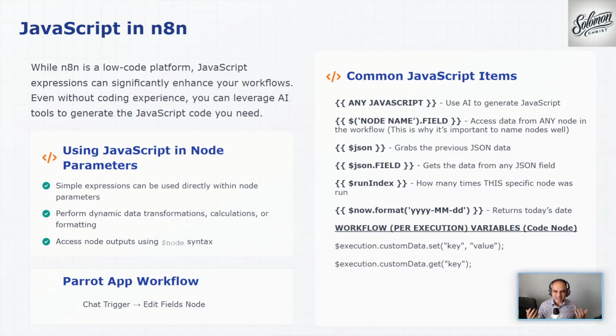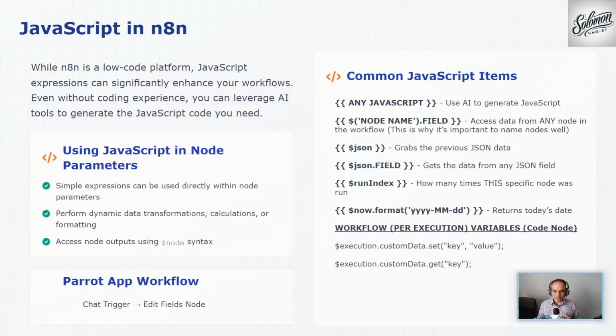Another one is the date. Many times you want to know what date it is today or the time. And so the $now brings in everything, including the date, time, and so on. And you can format it in many of the different ways. In this case, this is the year, month, and day.